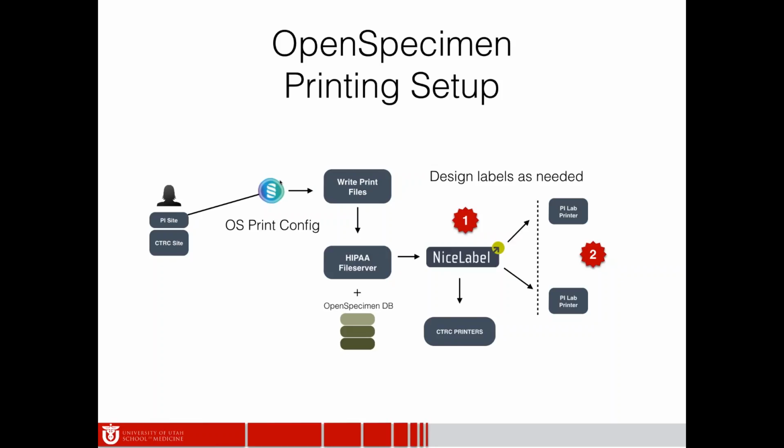And the CTRC right now is set up to be the main printing hub, where folks come to the lab. They print off the preprint samples or preprint labels for the samples they'll be collecting, or print them there if they have to over-label them. Then the next step will be adding PI label printers as we go.